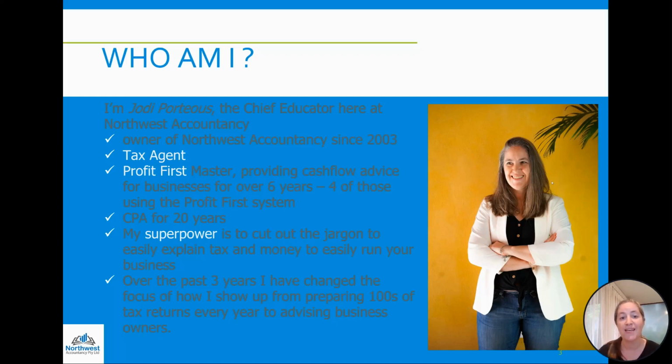And over the last 3 years, I've stopped doing tax returns and I've started doing more of these training sessions and advice rather than being stuck in the doing of the tax returns. And tell you what, I'm a lot happier for that, because I'm able to make more of a difference than just doing tax returns.